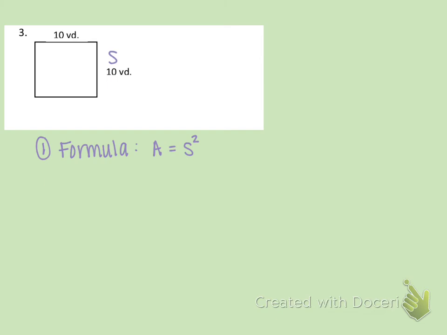Okay. Step 2, plug in. Okay. What is our side length? Our side length is 10. So 10 squared. 10 goes in the place of S in this problem. Okay. So this is where I say step 3 is to solve.